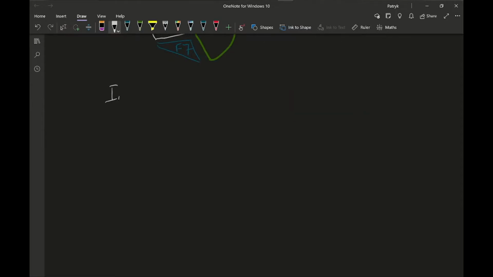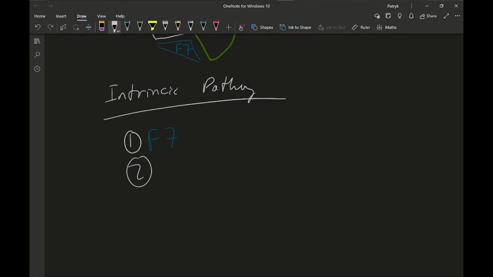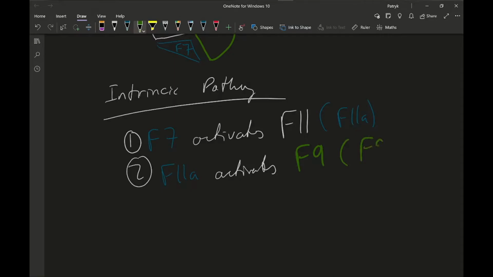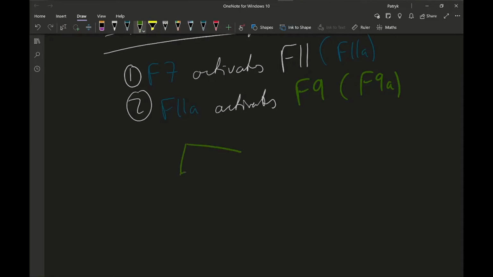Therefore this can now go towards the common pathway. If we look at the intrinsic pathway, we have more of a cascade in this pathway where we use loads of tissue factors. Firstly we've got this F7 again, and that activates F11. Because it becomes activated, it's now 11A. This 11A activates F9 to become F9A.